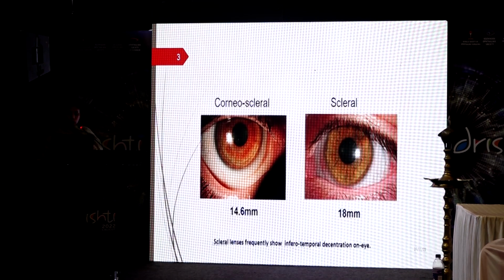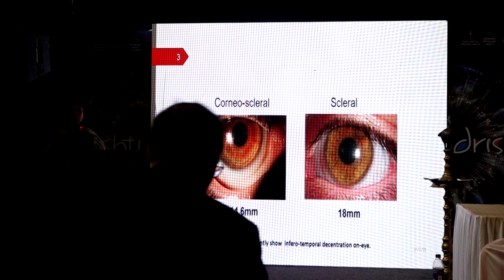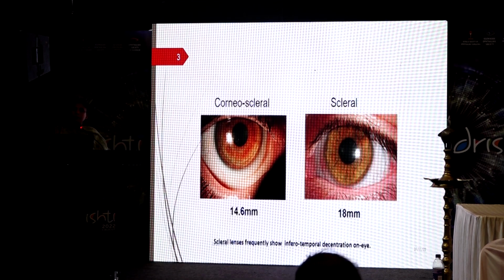Corneoscleral lenses are roughly around the soft lens diameter of about 14.6 mm, and scleral lenses can range anywhere from 15 mm upwards to 24 mm, depending upon the condition. Because of the anatomy of the eye, nasally it is flat and temporally it is steeper, so there is a tendency for scleral lenses to show inferotemporal decentration when fitted on the eye. You need to understand it is because the lens follows the anatomy of the eye.